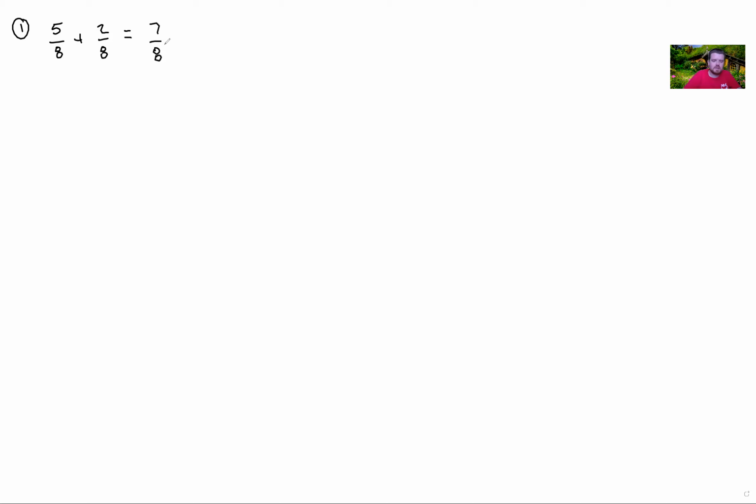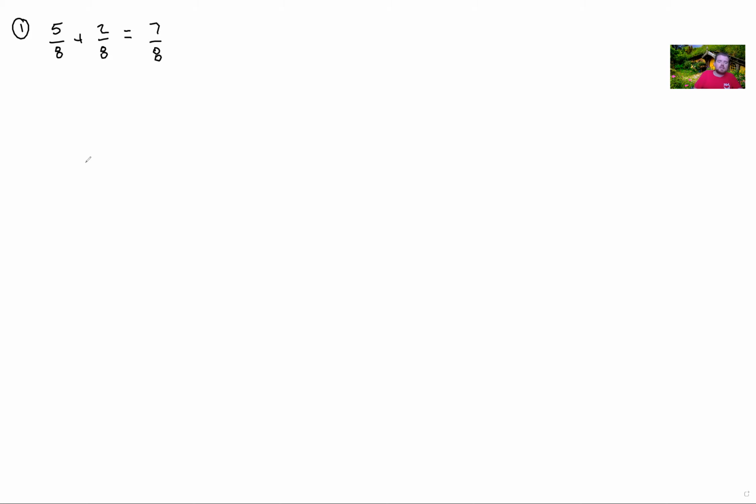A couple things on this. Remember that your numerator is the number on top, your denominator is the number on the bottom. And if you can simplify, you always want to do that. We'll talk about specifically just simplifying fractions in 2.3.